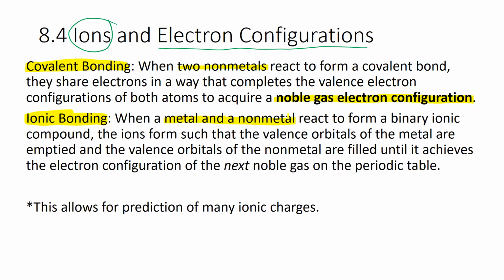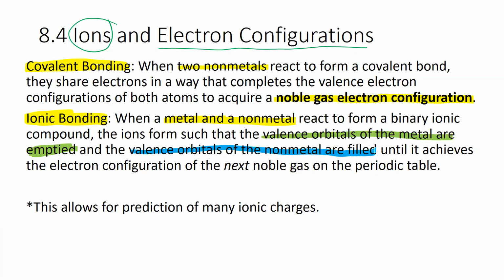When you have a metal and a non-metal, the metal has a very small electronegativity, and the non-metal has a very large electronegativity. And so they're going to form ionic compounds where, and this is an important thing to understand, the valence orbitals of the metal are emptied. So any electrons that were in the valence orbitals of the metal are gone, okay? And the valence orbitals of the non-metal are going to be filled.